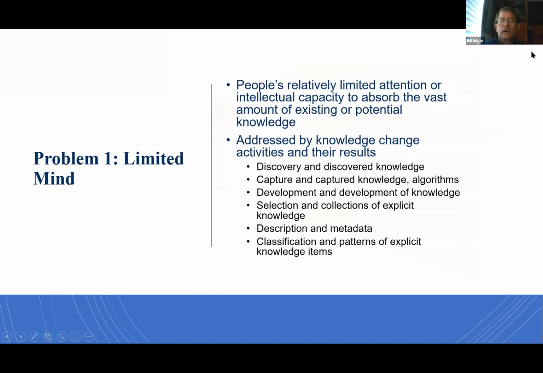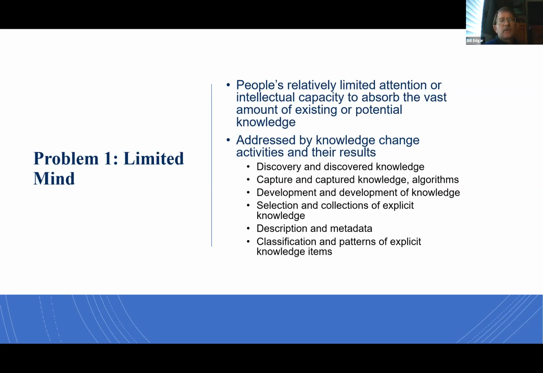So the first perennial human problem as to knowledge that we've identified is what we call the limited mind problem. And this isn't the idea that human beings are unintelligent and therefore have a limited mind. Instead, it's the idea that human beings only have so much intellectual capacity to absorb knowledge. And in fact, that capacity is relatively quite small, even minuscule, compared to the sheer amount of knowledge that exists.